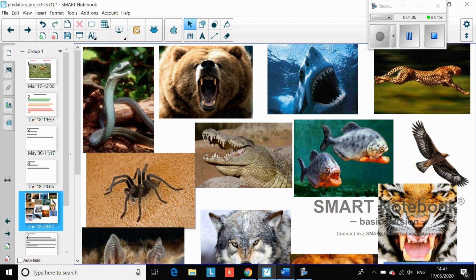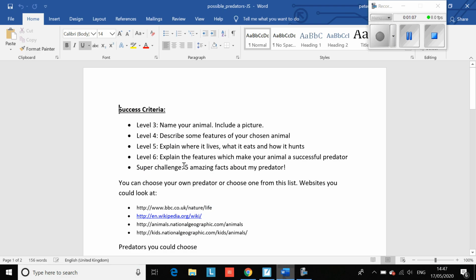In assignments, there is this sheet. You need to read through this. This tells you what you need to do. So you need to name your animal and make sure you include a picture. Describe some features of your chosen animal. For example, what does it have that makes it a good predator? Is it its sense of sight or smell or hearing?